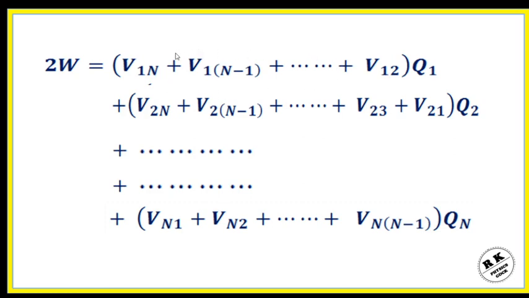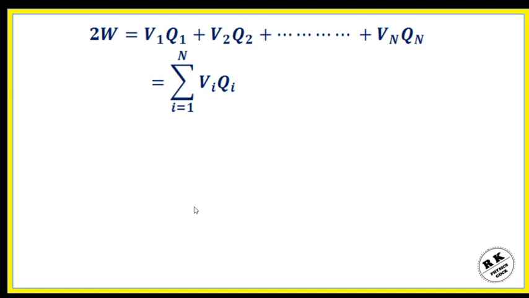Now if we see all these things, these are the potentials experienced by the first charge. Similarly, these are the potentials experienced by the second charge. For our simplicity, let us represent this entire thing by V1, similarly this as V2 and so on, this as Vn. So the equation becomes 2W is equal to V1 Q1 plus V2 Q2 plus and so on Vn Qn, or it can be written as summation of Vi Qi from i equals 1 to n.